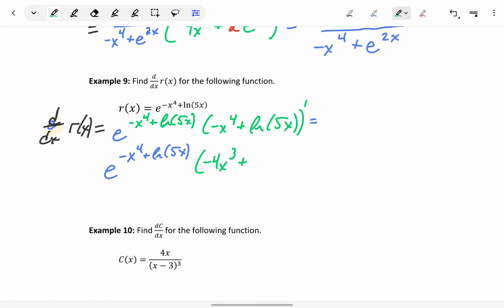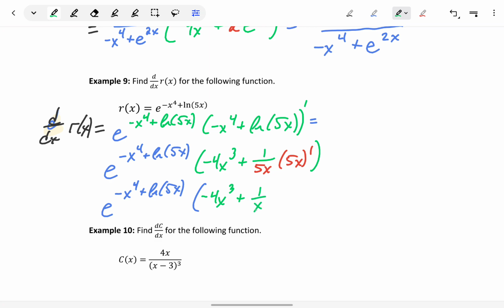To take the derivative of the natural log of 5x, we have a composite function. So this will be 1 over 5x times the derivative of 5x. So we'll get e to the negative x to the fourth plus the natural log of 5x times negative 4x cubed plus the derivative of 5x will be 5, and the 5's will cancel, so we'll be left with just 1 over x.